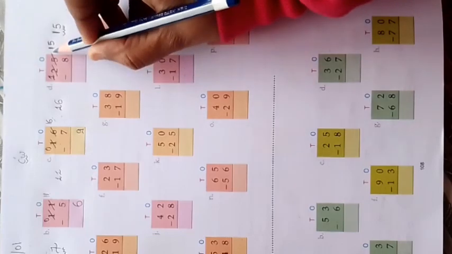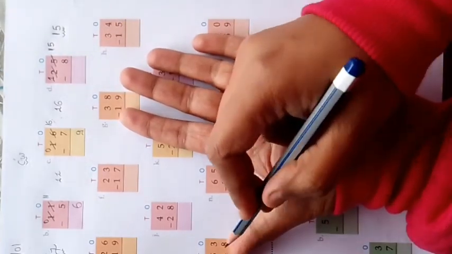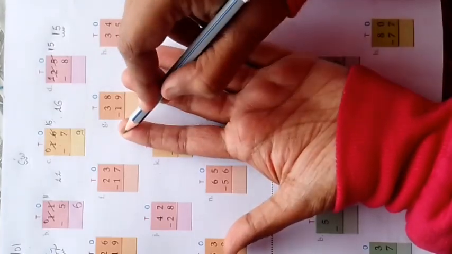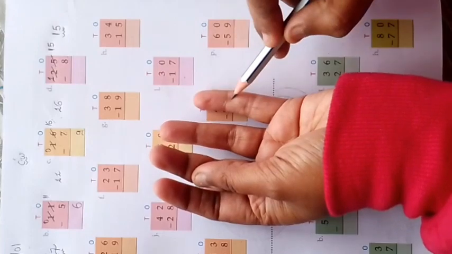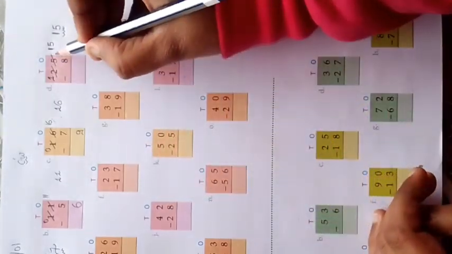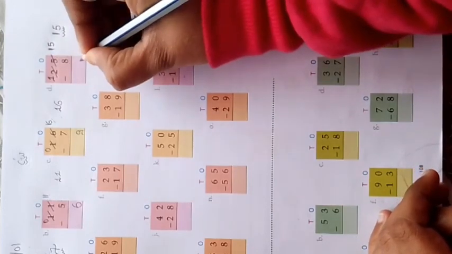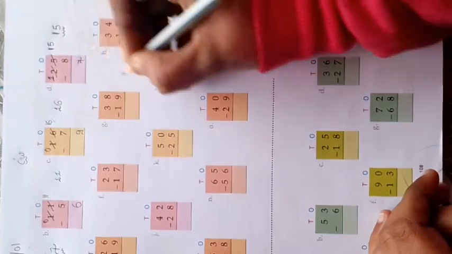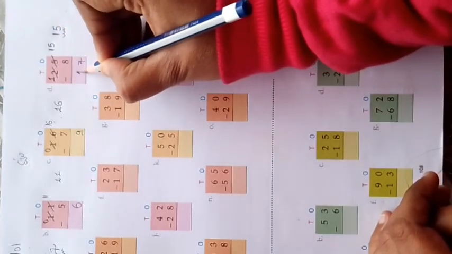What we have to do? 15 minus 8. So count it with me. 1, 2, 3, 4, 5, 6, 7, 8. So how many are remaining? Count it. 1, 2, 3, 4, 5, 6, 7. So 15 minus 8 is 7. So here we get 7. और यहाँ पे अभी हमारा क्या बचा है? 1. So here we will write 1.